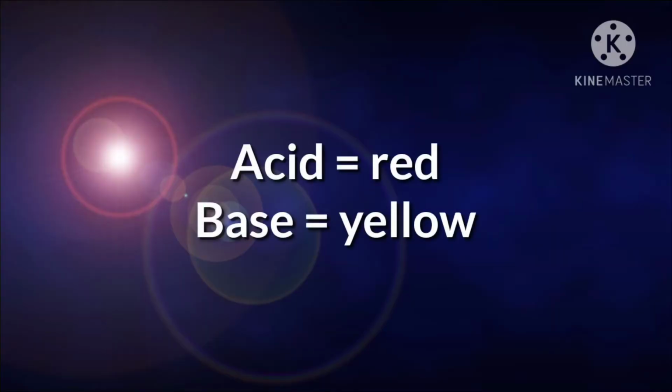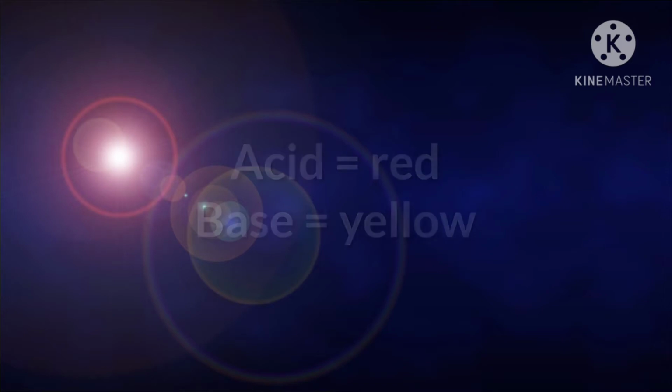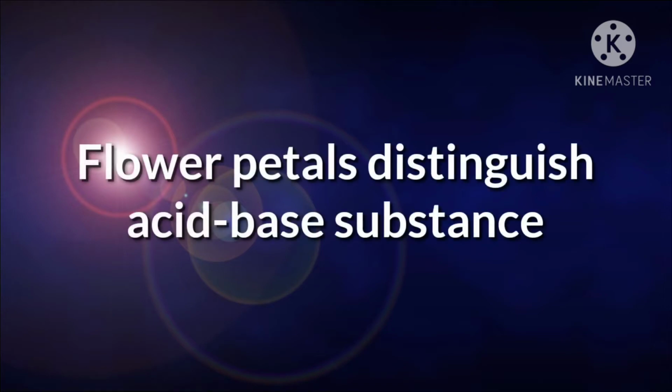When the substances are tested with the indicator, the acid substance becomes red and the base substance becomes yellow. In the results, the plant extract, which is the flower petals, can distinguish acid and base because flower petals contain anthocyanin, and this anthocyanin turns acidic substances red and basic substances yellow.